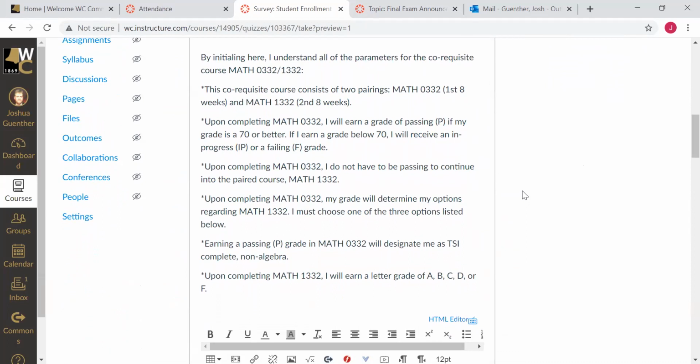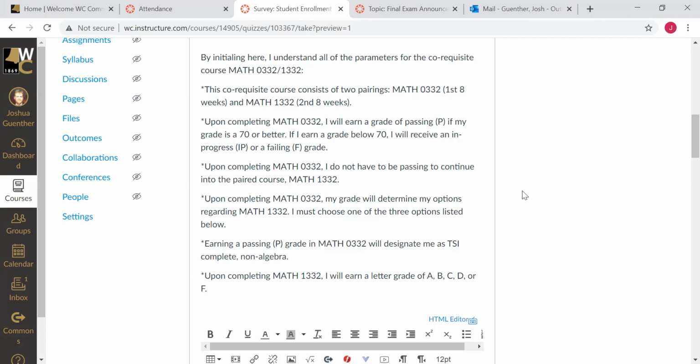This co-requisite course consists of 2 pairings, the 0332 portion that you take in the first half of the semester and the 1332 portion you take in the second half of the semester. We should have already known that. Here's how the grades work, and this is a bit confusing. Upon completing Math 0332, I will earn a grade of passing if my grade is a 70 or better. So after we take the final exam, after the dust has settled, which will be this Thursday, the 0332 class is done. Once we do all of that, if you have a 70 or above, you're considered passing and you're going to get a P for passing.